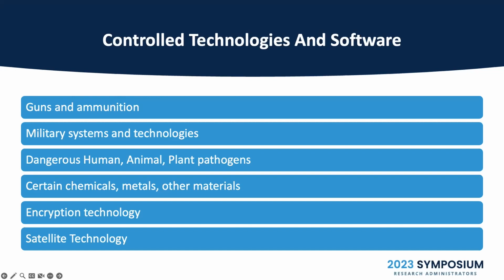It could be any quantity of material that you're working with from a controlled biologic material. I also want to mention, we also look at things like software. Specifically, software controls revolve around encryption technology. And we also work with things like satellite technology. So these are just some examples. It's not comprehensive.